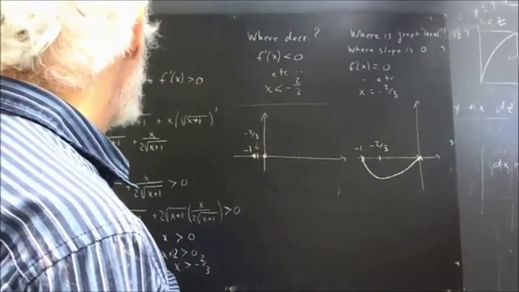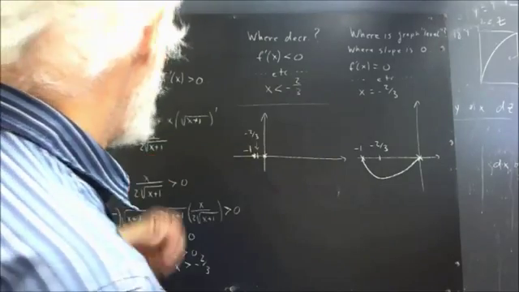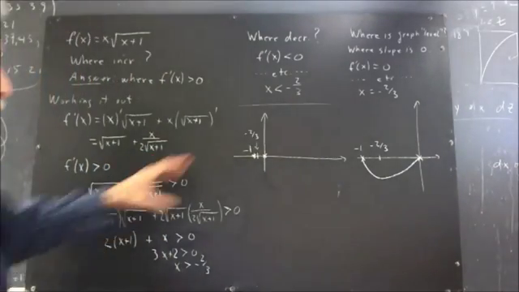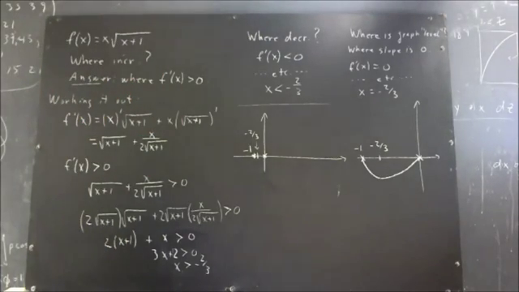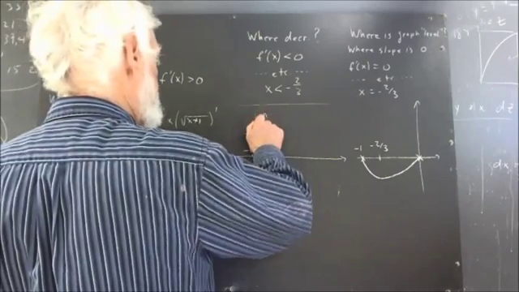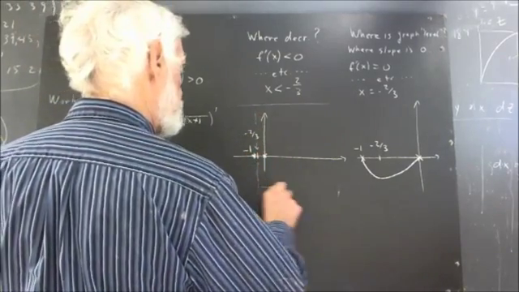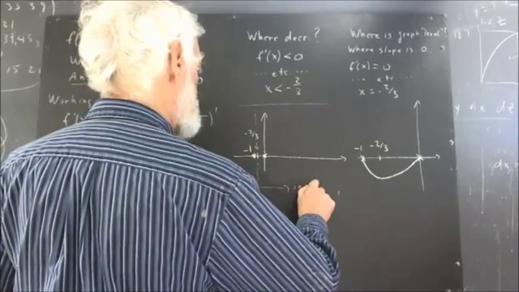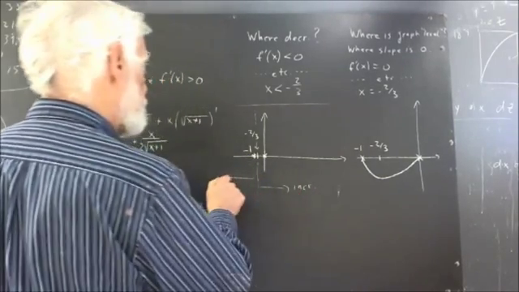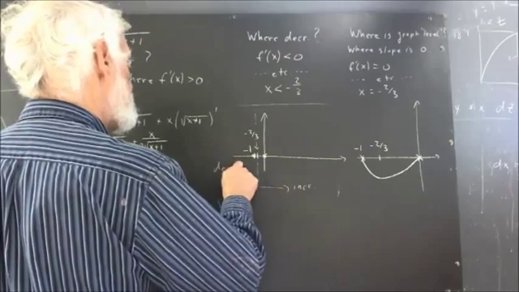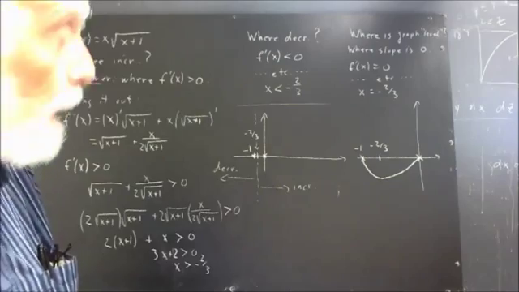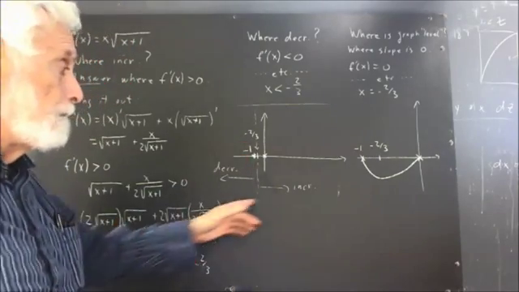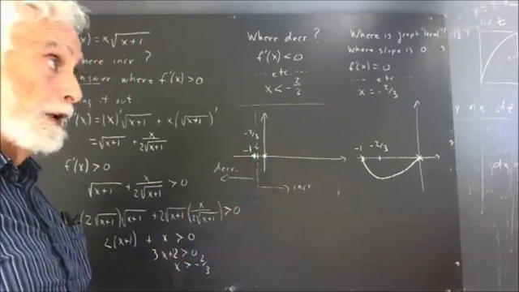The value of our function is 0. So we're going to try to graph the function. We know that it's increasing to the right of negative 2/3, and decreasing to the left of negative 2/3. I'm not sure I said the negative in there last time, but it's negative 2/3. Okay, increasing to the right, decreasing to the left.